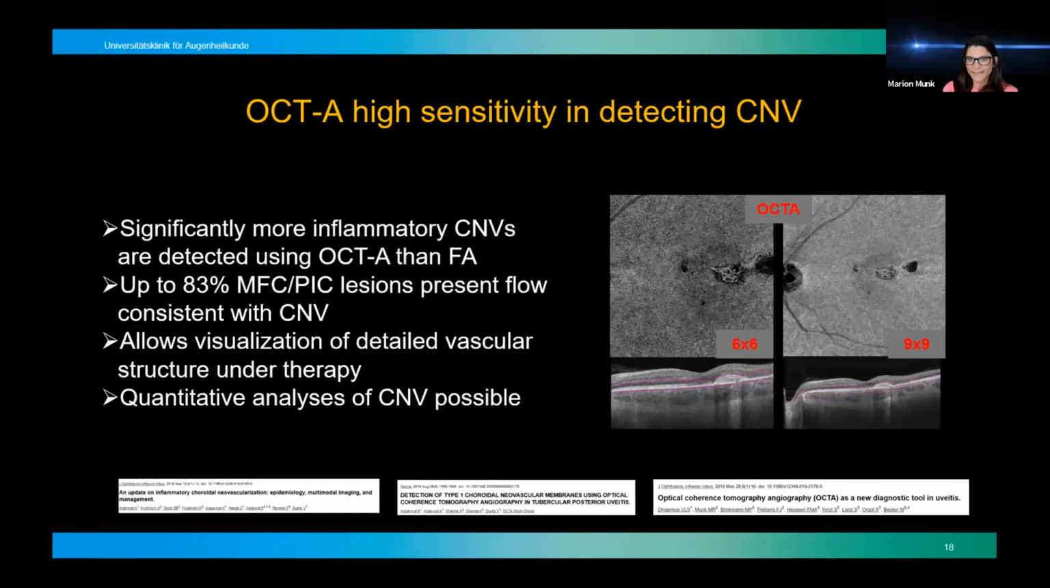So like I said, it can help you to identify more inflammatory lesions or more inflammatory CNVs than a fluorescein angiography can. And actually the majority of multifocal choroiditis or PIC lesions present flow, which is consistent with CNV. It also, like I've shown you, allows you the visualization of the detailed vascular structures and the therapy. And it also allows you a quantitative analysis of the CNV, which is usually not possible with routine angiography.